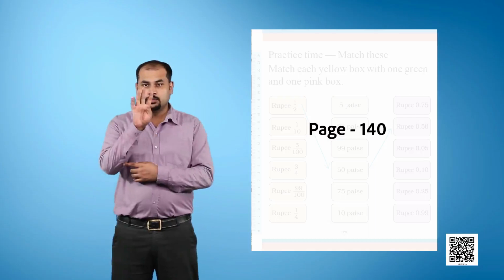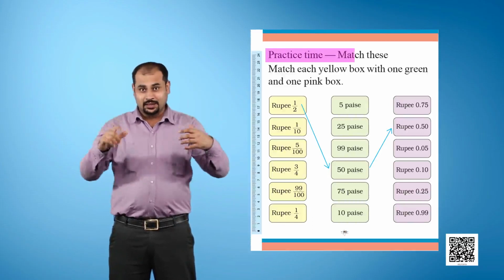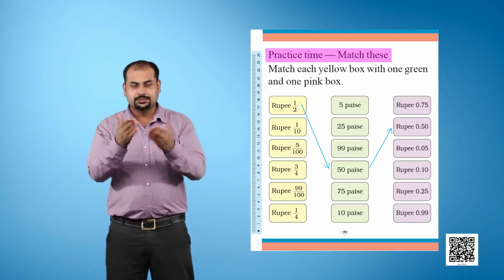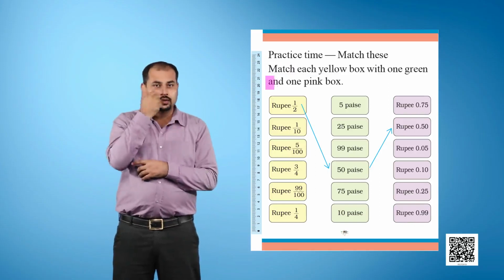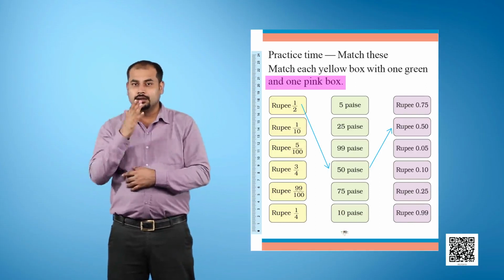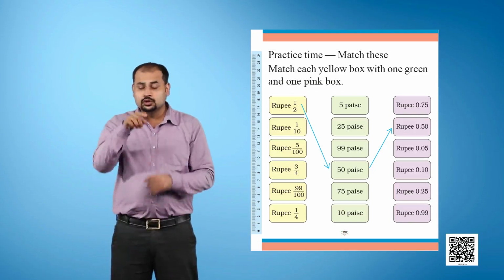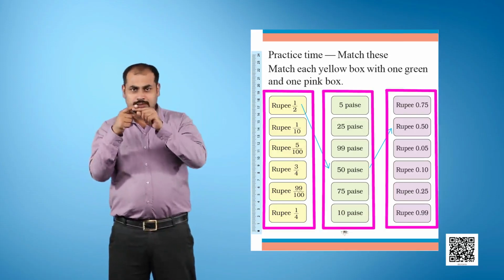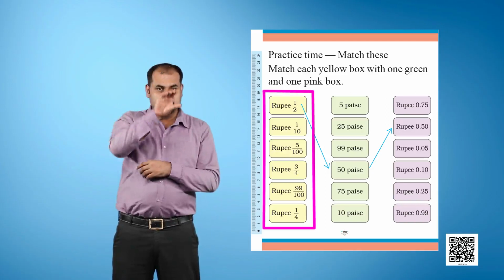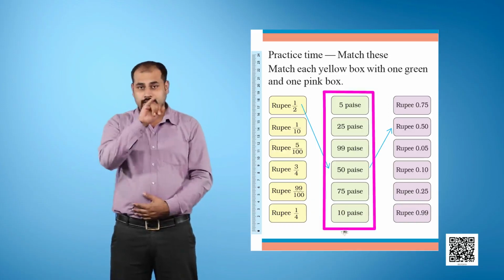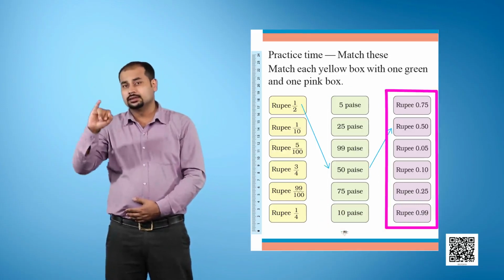Page 140. Practice time. Match these. Match each yellow box with 1 green and 1 pink box. So we have 3 columns of boxes. Column 1 has 6 yellow boxes. Column 2 has 6 green boxes and column 3 has 6 pink boxes.